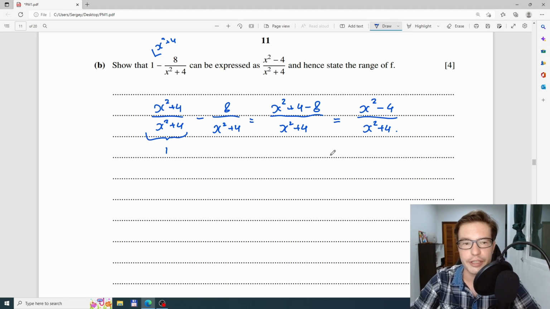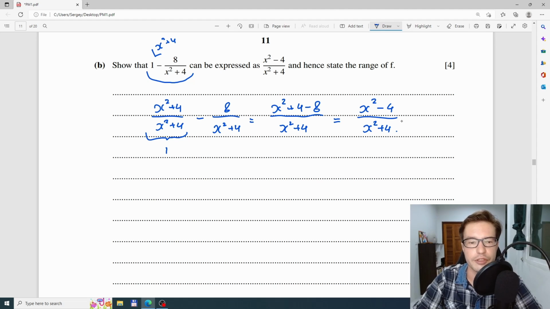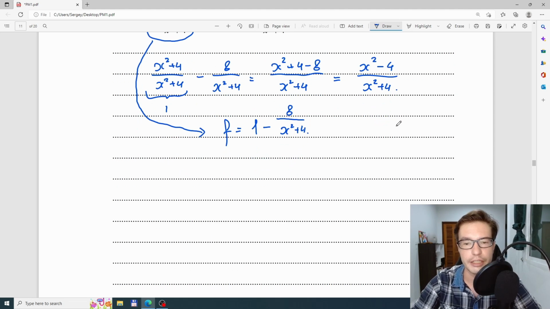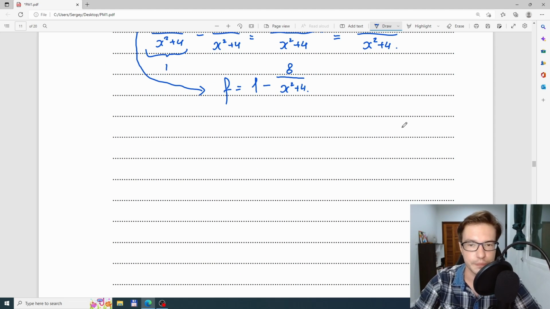Okay, and hence I will have to state the range of f. That means I will have to look at this expression, because it's literally the same as my function f. F equals 1 minus 8 over x squared plus 4. Now, the best technique to state the range is to sketch the function. I'm going to start with this bit. 8 over x squared plus 4.